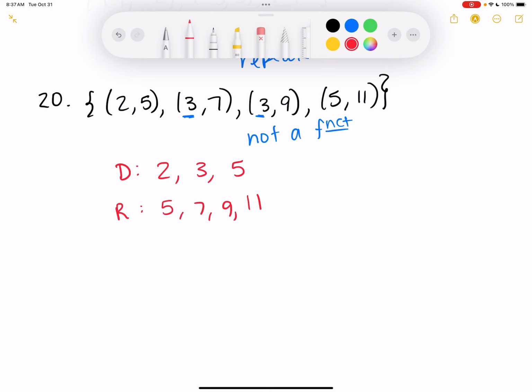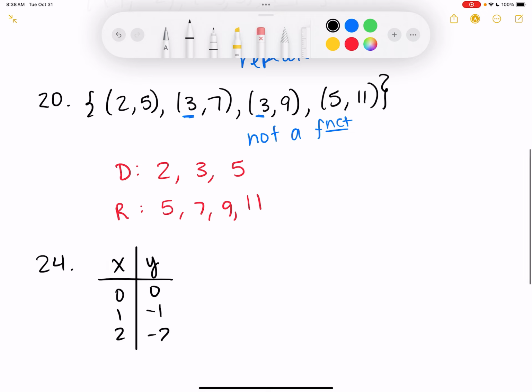So now they've been giving it to us as a relation written out with ordered pairs. Another way they can present the information would be like number 24. They actually give you a little table that's got x and y values in it. Basically they're giving you the ordered pairs, just not written as ordered pairs. So 0 is with 0, 1 is with -1, and 2 is with -2.